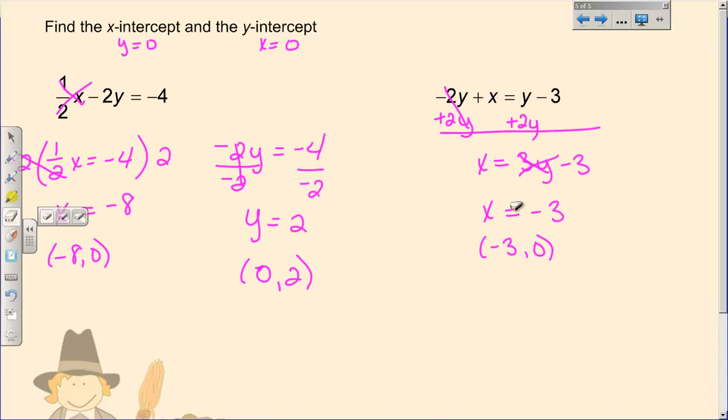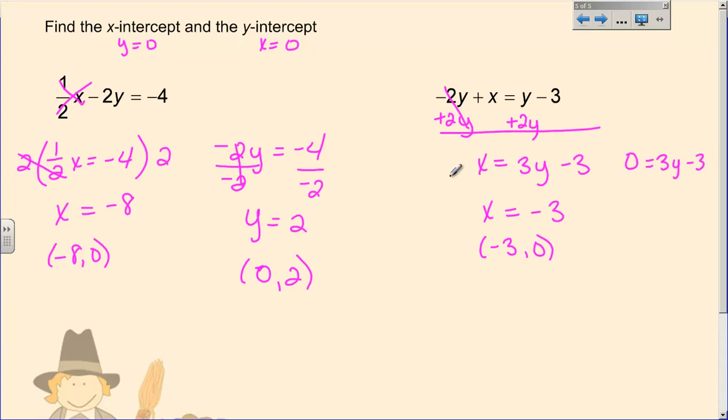If I want the y-intercept, I want the point where x equals 0. If I cross this out, there is nothing left over here. So I'm going to go ahead and substitute in, because this is all by itself. The only time you don't just cross it out is when that variable is alone. So now I'm going to solve for y. I will add 3. So I have 3 equals 3y, and then I will divide by 3, and I get that 1 equals y. So my y-intercept is where y equals 1, so it's at (0, 1).